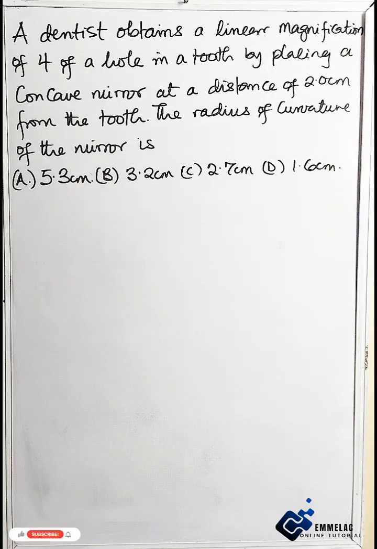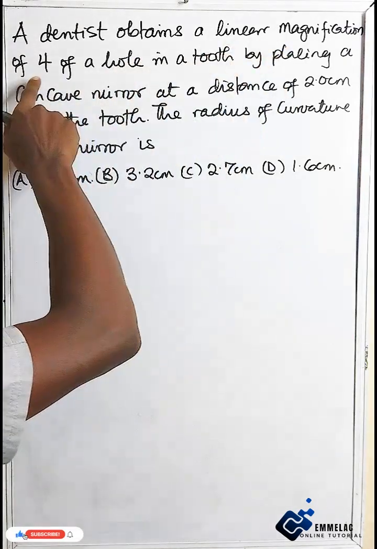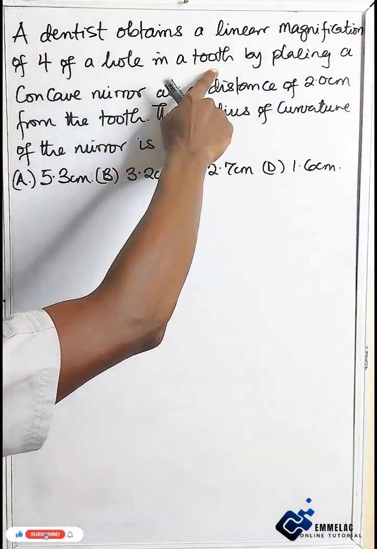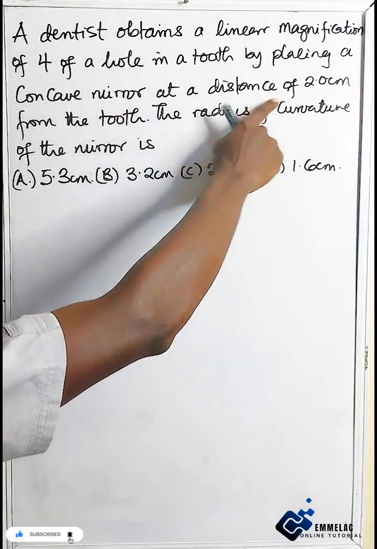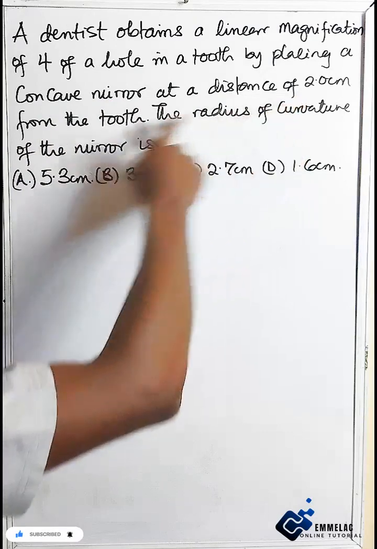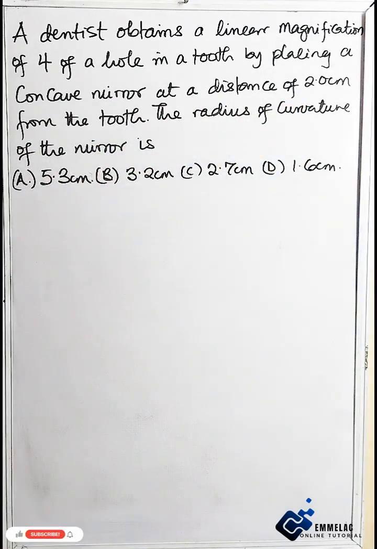Let's look at this question. Now, a dentist obtains a linear magnification of 4 of a hole in a tooth by placing a concave mirror at a distance of 2.0 cm from the tooth. The radius of curvature of the mirror is, now these are the options. Now here it says, JAMB question.